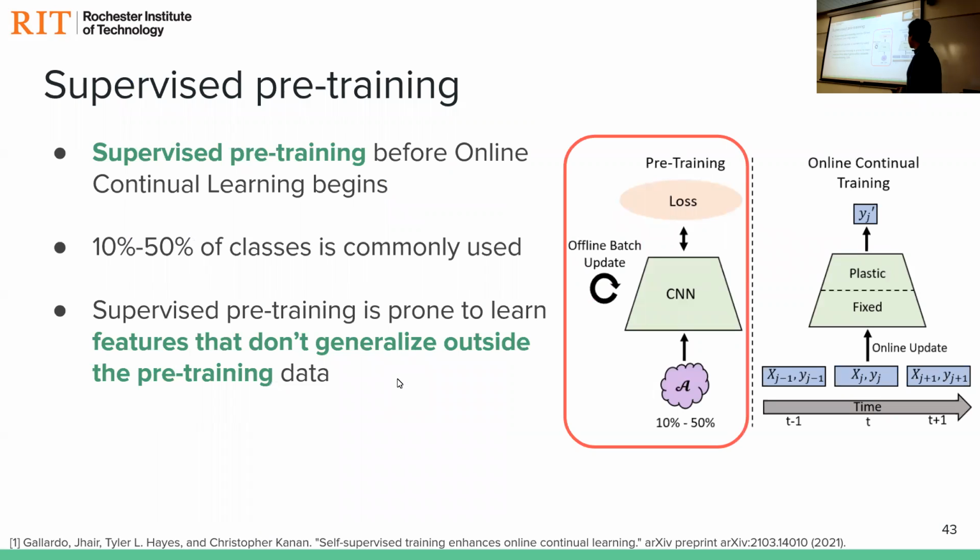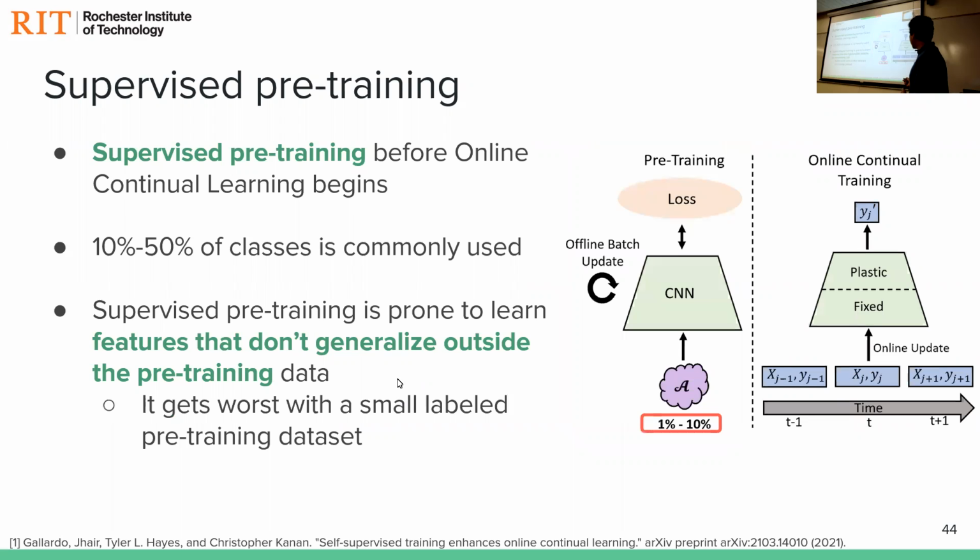As I said before, in online continual learning, we have these two stages. You do your pre-training, which is usually supervised, so we have the supervised pre-training, and then you do your online continual training. And when you're doing this on an ImageNet data set, for example, they use 10 to 50% of the classes, which is a lot. The issue is that this supervised pre-training is prone to learn features that might not generalize on the second stage of learning. And this gets even worse if during pre-training I have a small set of data.